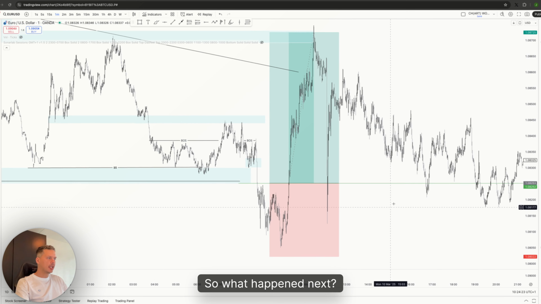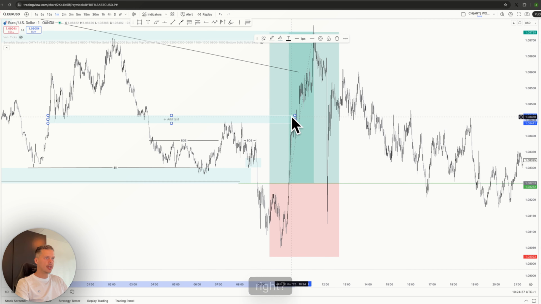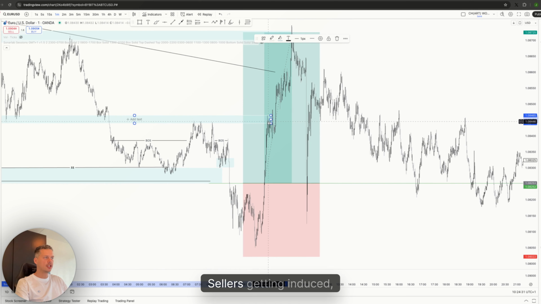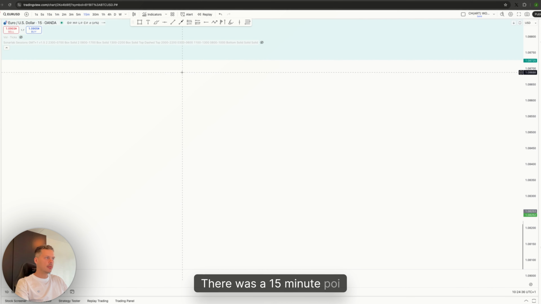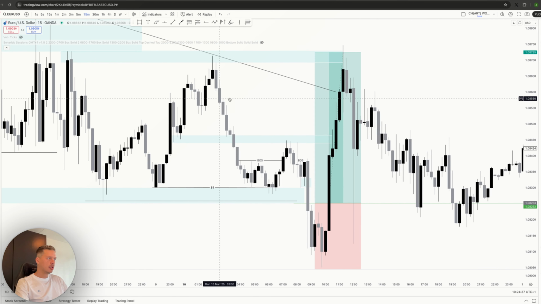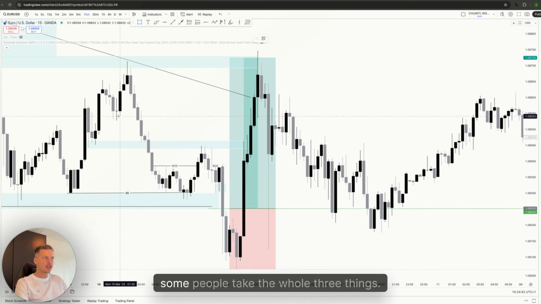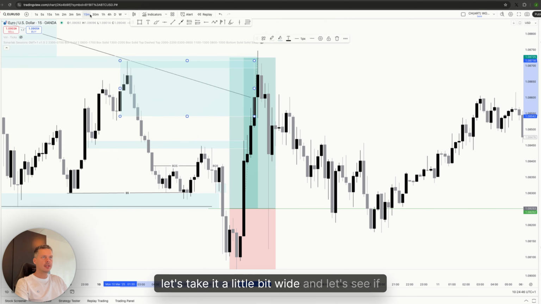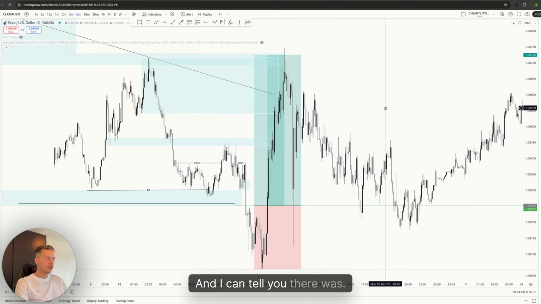So what happened next? Price went up pretty bullish, coming into, what a surprise, right, that resistance area, and gave a bearish reaction. What happens? Sellers getting induced, bam, getting taken out. There was a 15-minute POI over here. Yeah, some people take the whole three things. Let's take it a little bit wide and let's see if there was a bearish reaction from that area. And I can tell you there was.